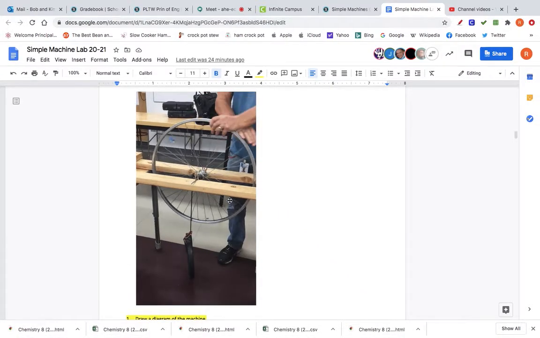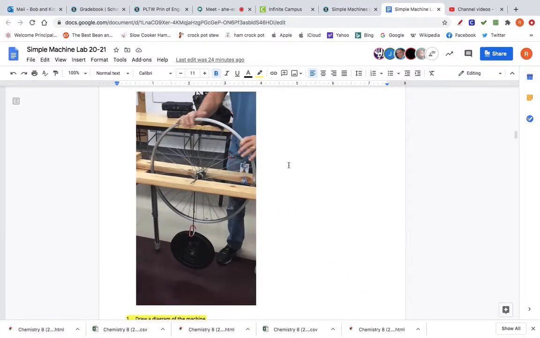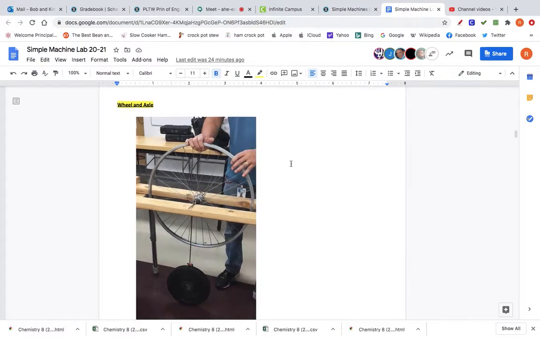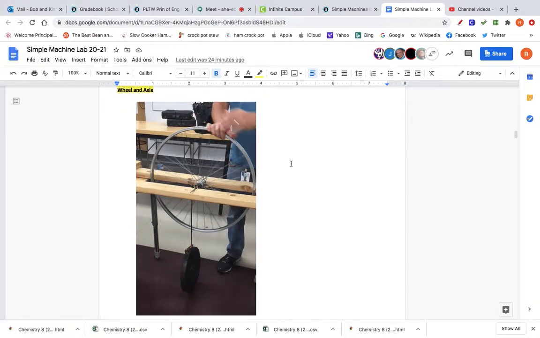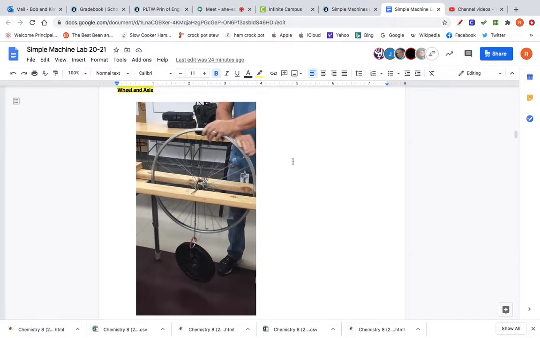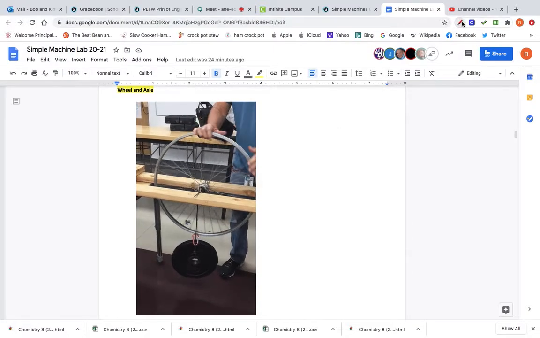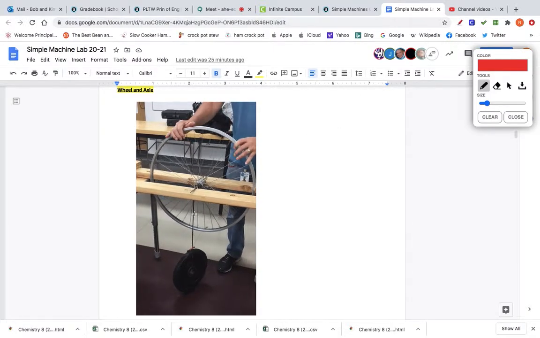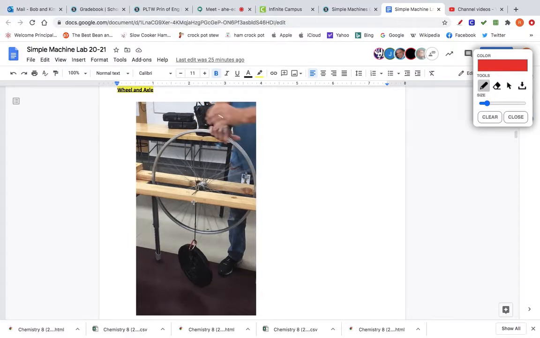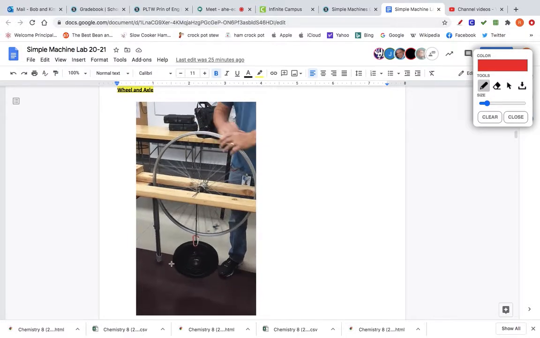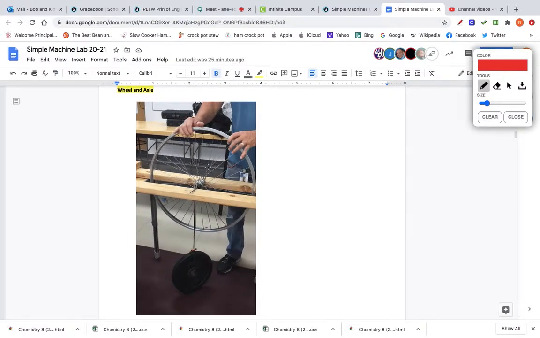Hello again, guys. I'm going to share some additional information with you on the wheel and axle problem from the Simple Machines Calculations Lab. So you can see as I'm turning this wheel around here, the rope is wrapping around the axle and the weight is lifting up.